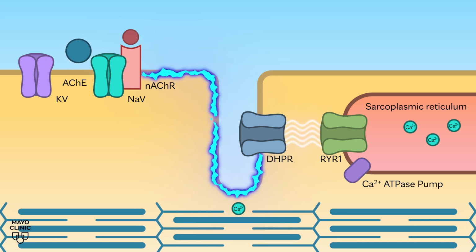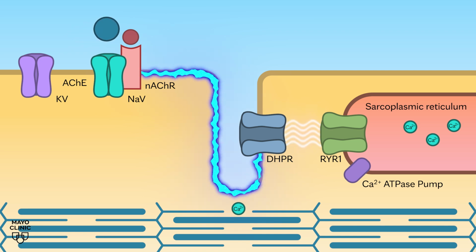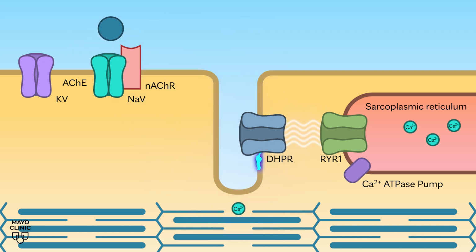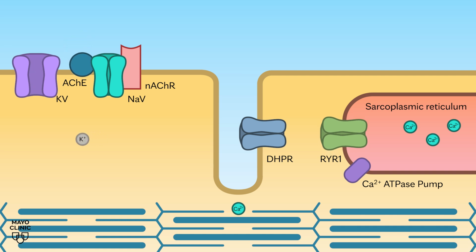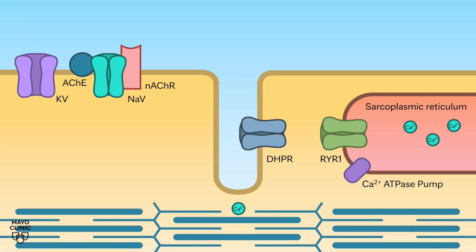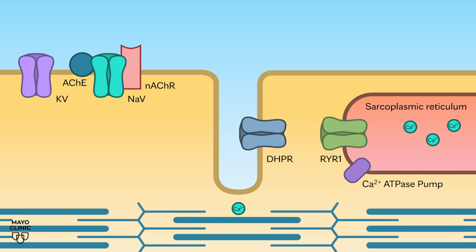Within milliseconds, the enzyme acetylcholine esterase degrades acetylcholine. Repolarization of the muscle cell is initiated through activation of voltage-gated potassium channels, which cause potassium to leave the cytosol. This results in muscle relaxation. At this point, the ryanodine 1 receptor channel is closed, and cytosolic calcium is pumped back into the sarcoplasmic reticulum via the calcium ATPase pump.